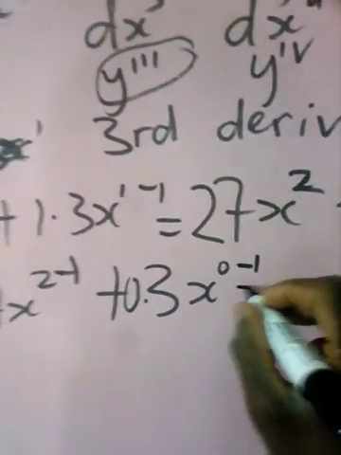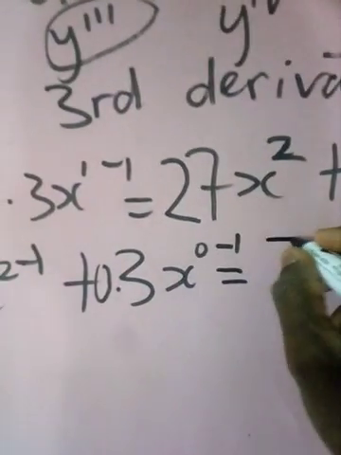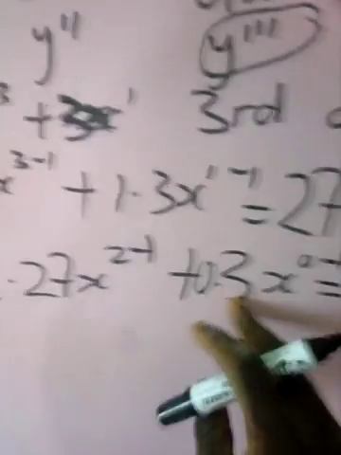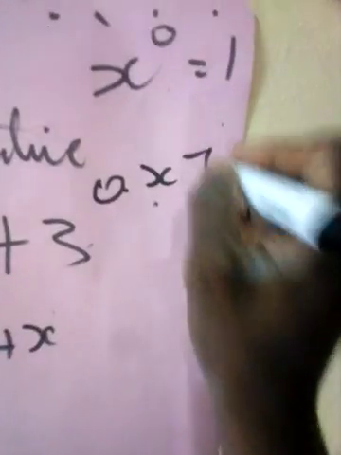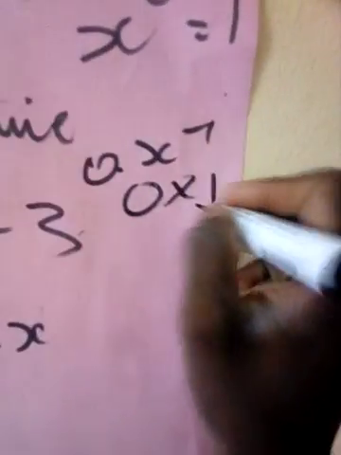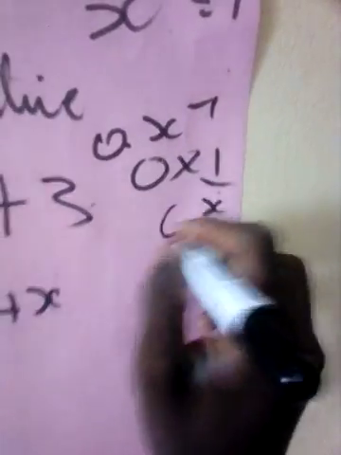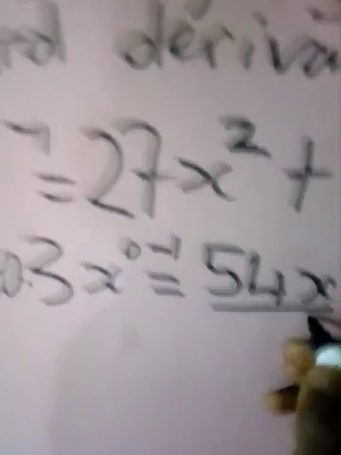So this gives me 2 times 27, which is 54, x with 2 minus 1, which gives me 1. That's 54x. Now, 0 times 3 is simply 0, that's 0 times x raised to power minus 1, which is 0 times 1 over x. Anything times 0 is still 0. So this is my second derivative.